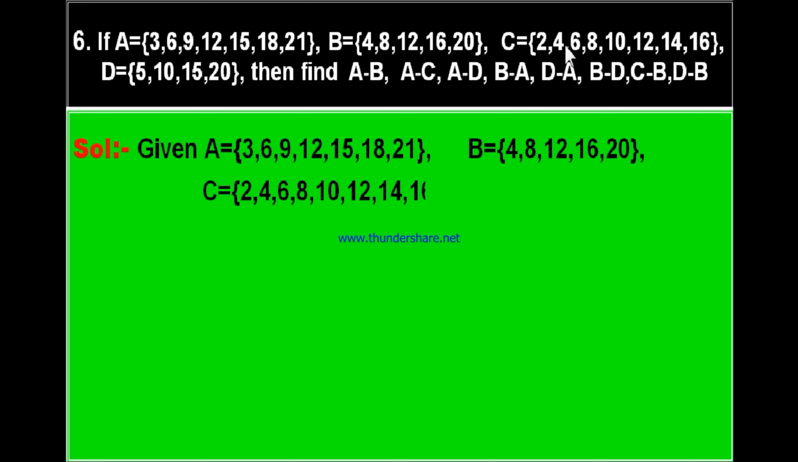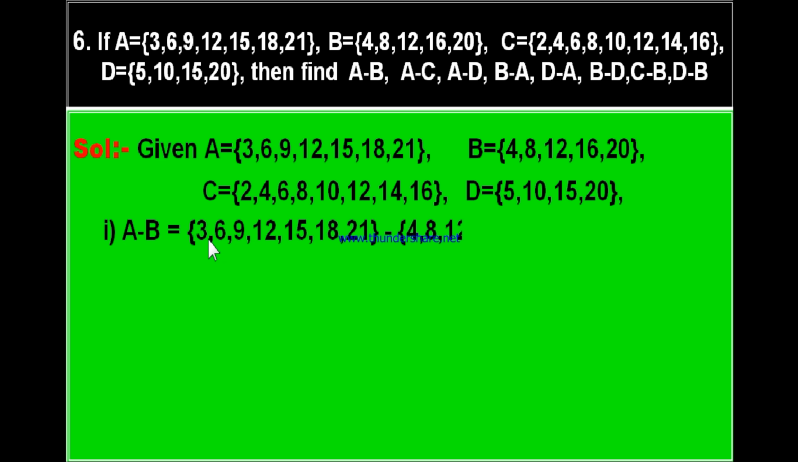And C is equal to set of 2, 4, 6, 8, 10, 12, 14, 16. And D is equal to set of 5, 10, 15 and 20. These are the 4 sets we have given. Now let us find A minus B. A minus B is equal to, write set A first minus set B later.